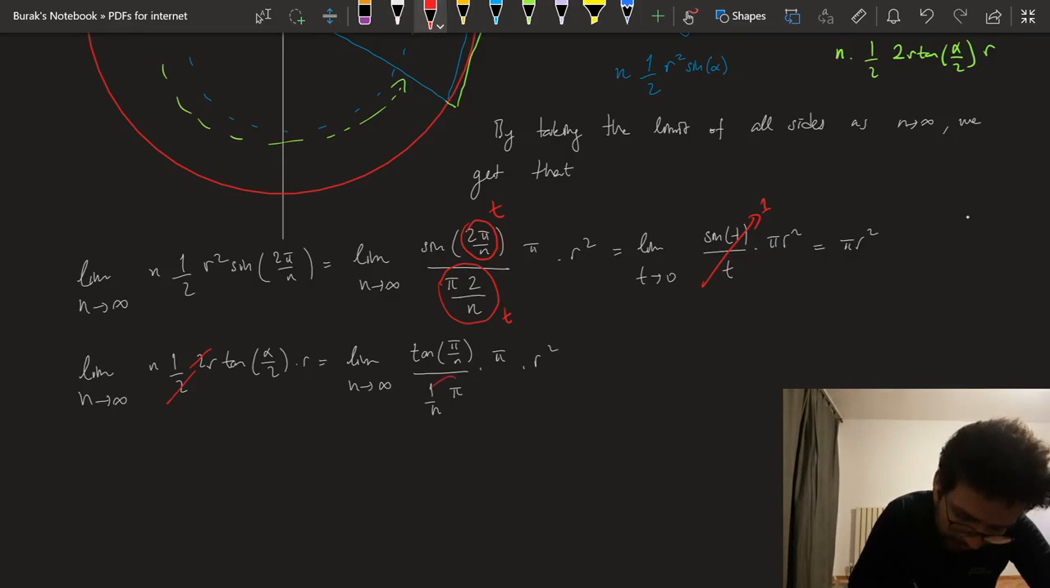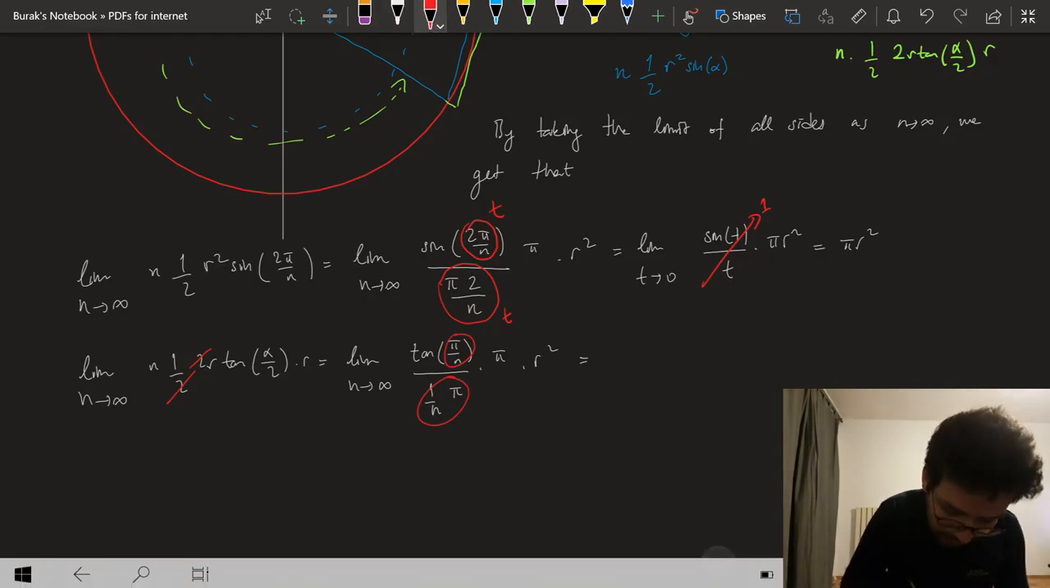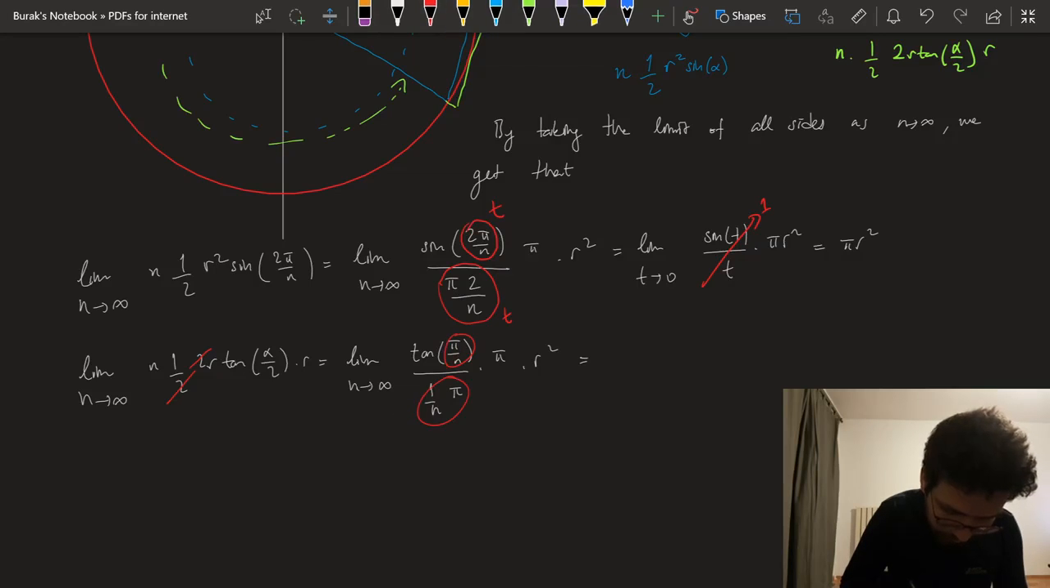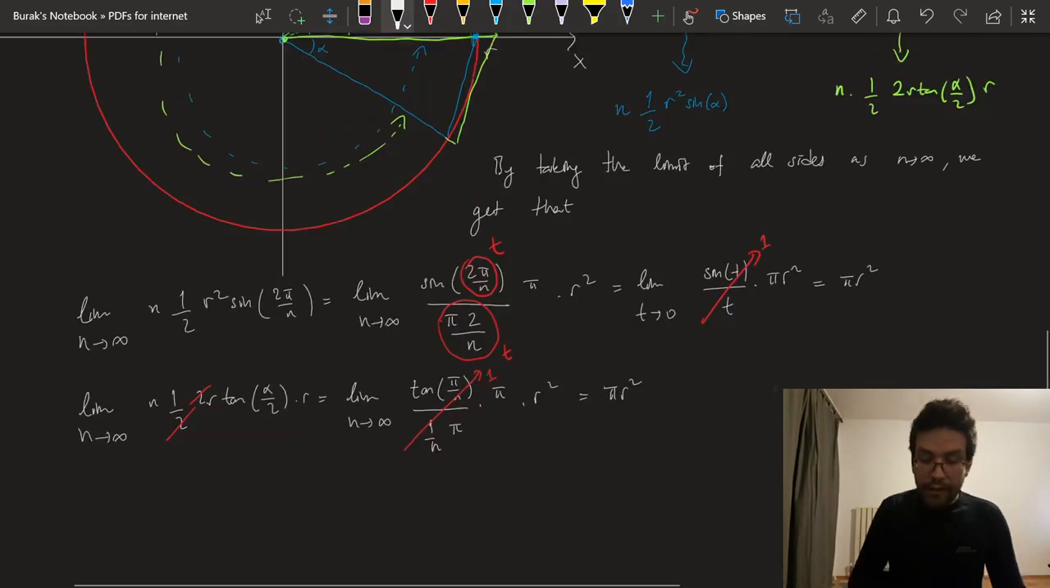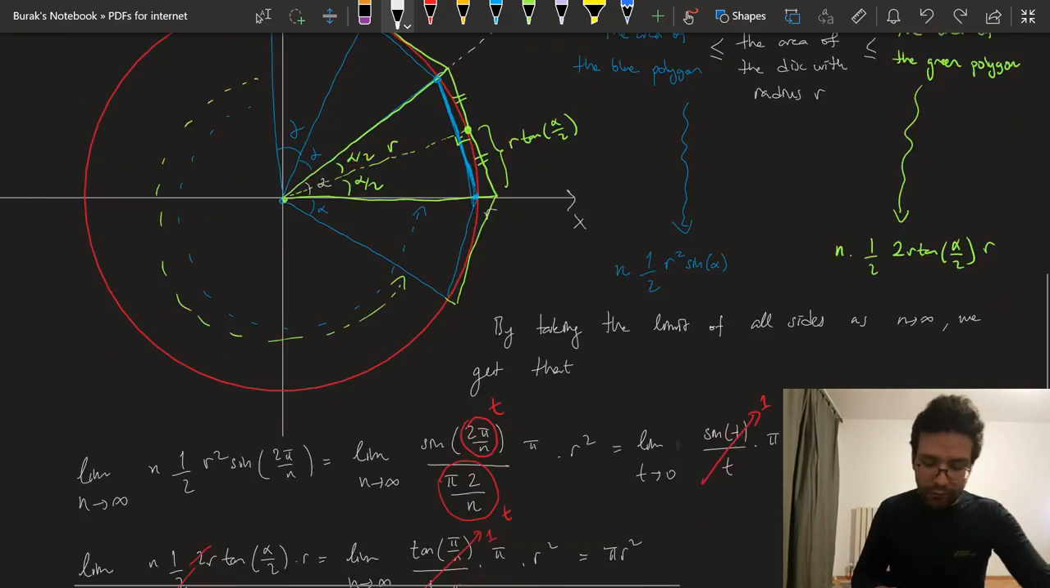And now, by doing the exact same trick, you can get that over here I see the limit of tangent t over t as t goes to 0. By L'Hopital's rule, you can prove that that limit is 1. So this limit will be 1. So you get pi r squared. So the left-hand side goes to pi r squared, the right-hand side goes to pi r squared, and the quantity squeezed in between is independent of n, it's a fixed number. So by squeeze theorem, it has to be pi r squared, okay?